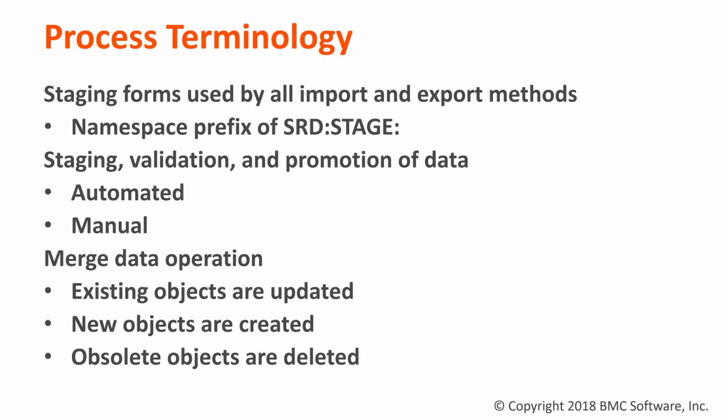So staging forms are used by the import and export methods, and for SRM, these staging forms have a namespace prefix of SRD:stage. And the process of this involves the staging, validation, and the promotion of data on the import. There are two main methods. It can be automated or manual, and this is where there's a distinction in the consoles. And then lastly, the merge data operation, just to clarify what it consists of.